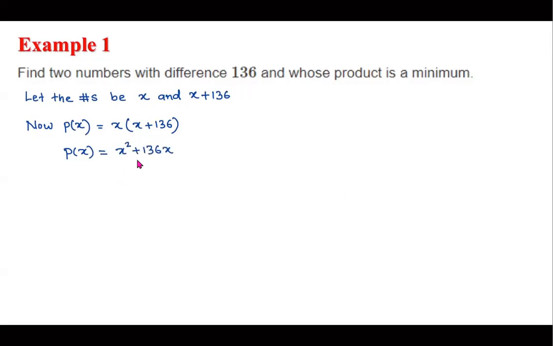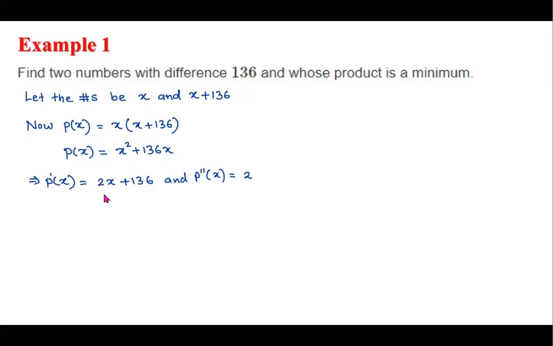Now we need to make this product minimum. In order to do that, we are going to use calculus. Here I'm going to use the second derivative test to minimize this function. So let's find the first and second derivative. The first derivative, P prime of x, is equal to 2x plus 136, because the derivative of x squared is 2x and the derivative of 136x is 136. The second derivative, P double prime of x, is 0 plus 2, since the derivative of 136 is 0 and the derivative of 2x is 2. So the second derivative is 2.